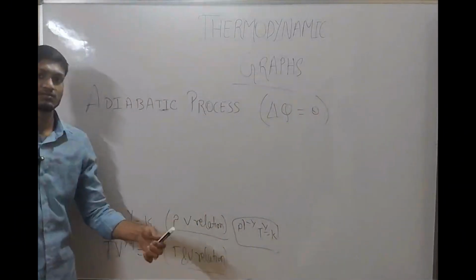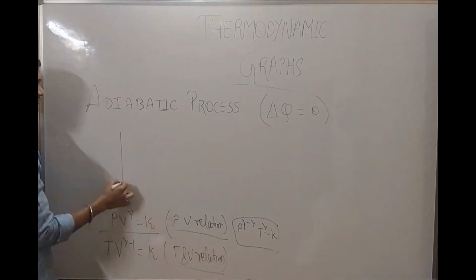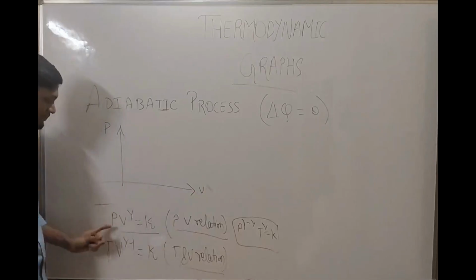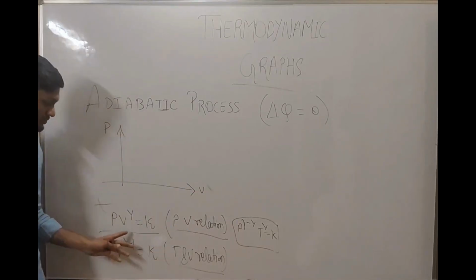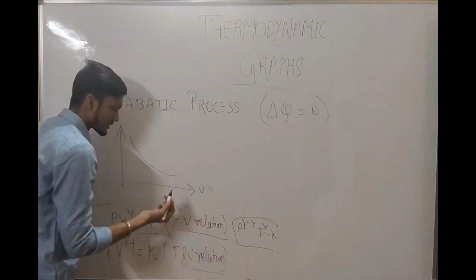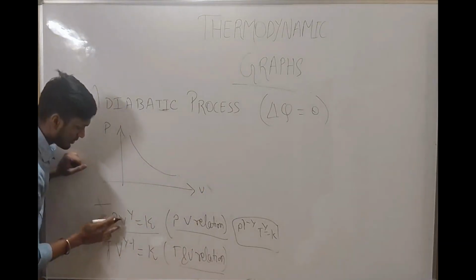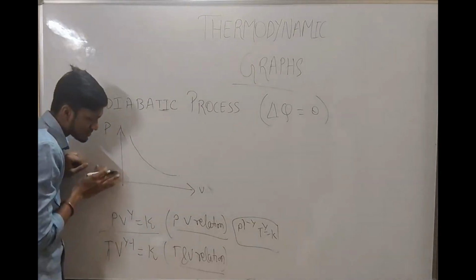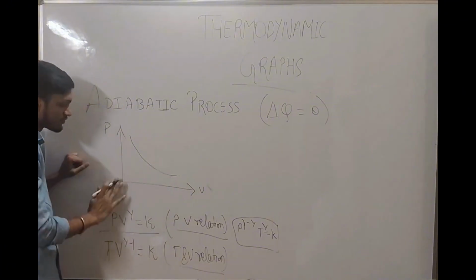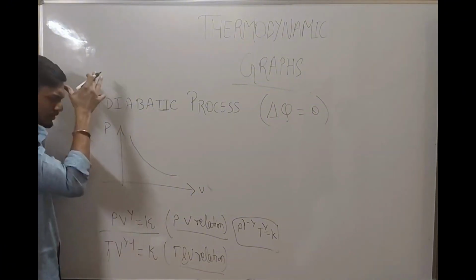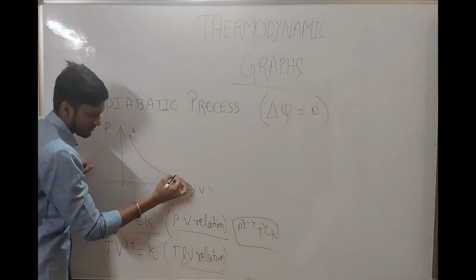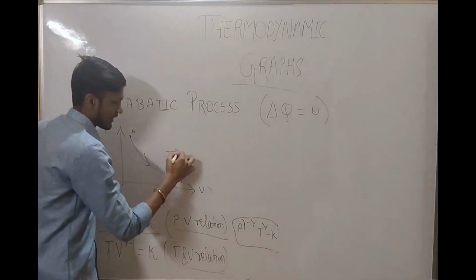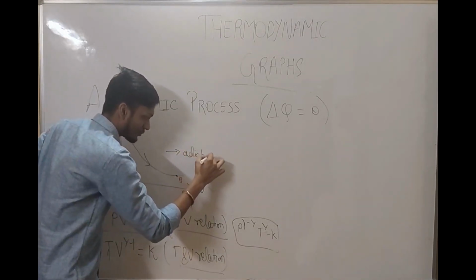Let's make all the graphs, PV, PT, VT, one by one. First, the PV graph. PV to the power gamma is constant, so this graph would look something like this. If the pressure approaches zero, the volume becomes infinite. If the volume approaches zero, the pressure becomes infinite. This is point A, this is point B. We are moving from A to B. This is the adiabatic graph of the PV relation.